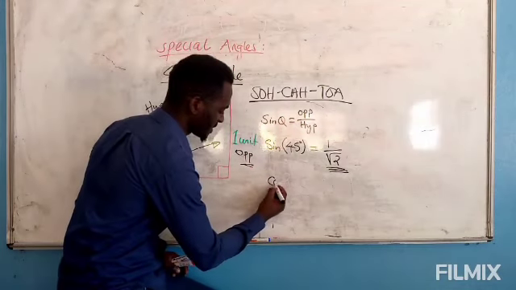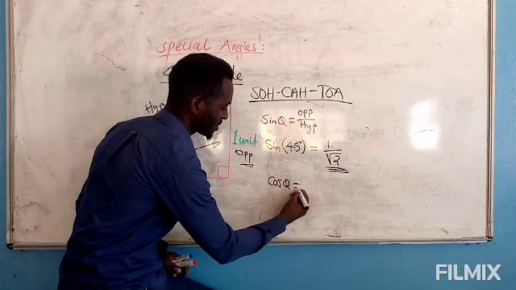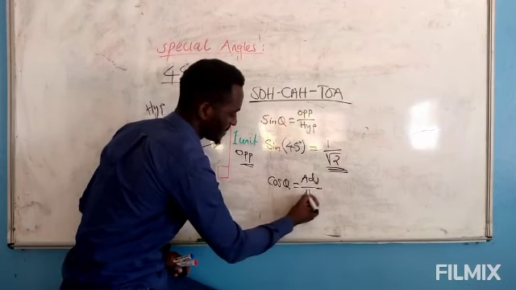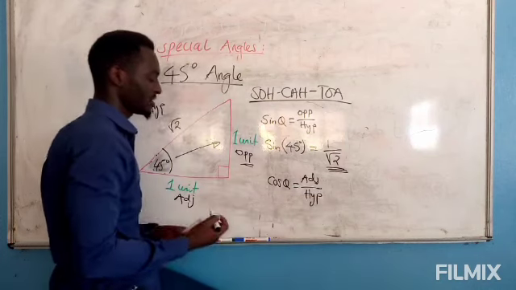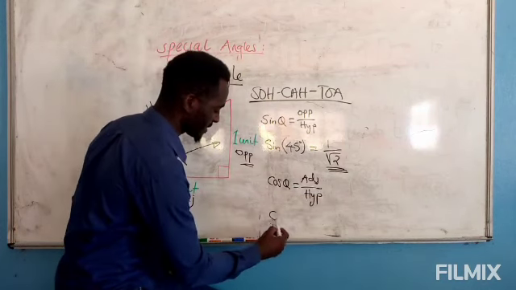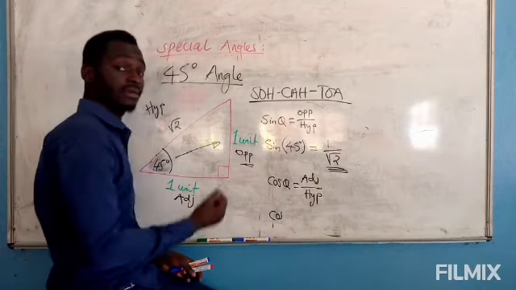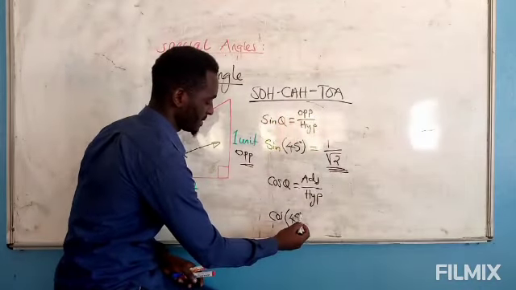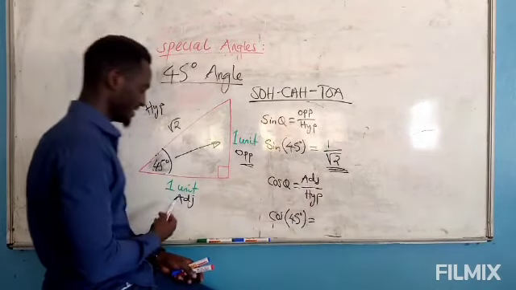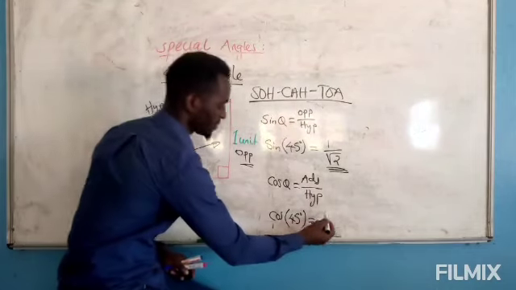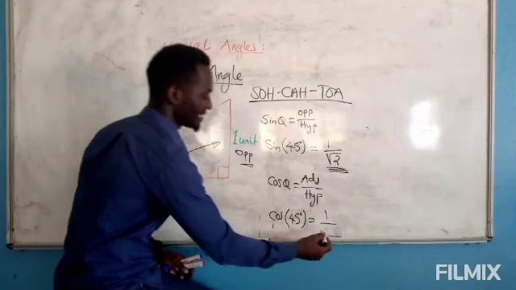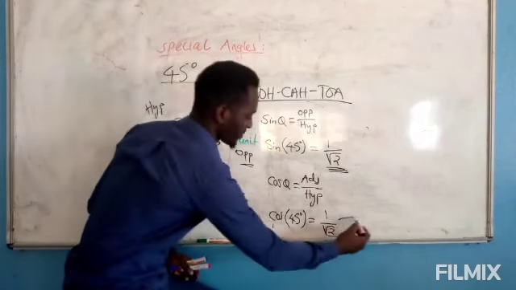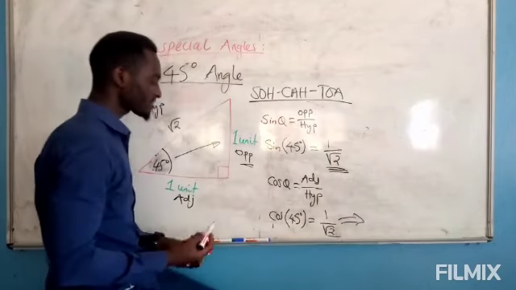So cos theta is equal to adjacent over hypotenuse. Okay, so I can say that cos theta, where theta is 45 degrees, is equal to adjacent, which is 1 unit, so it's 1 over the hypotenuse, the root of 2. Okay, let me just progress from that far.